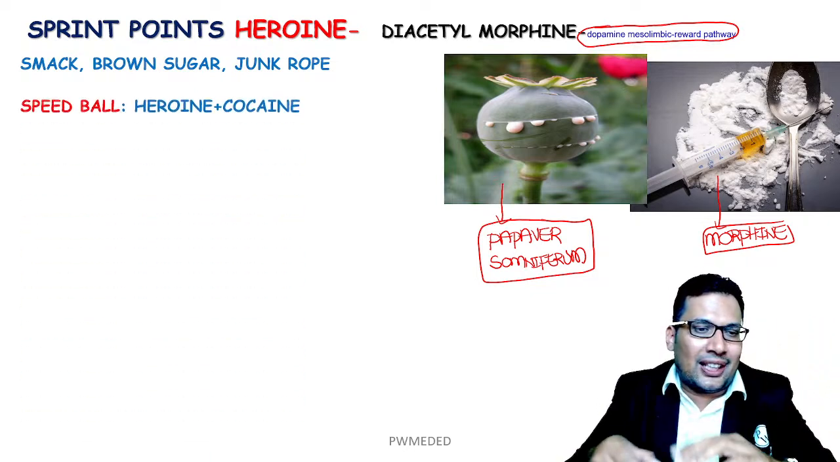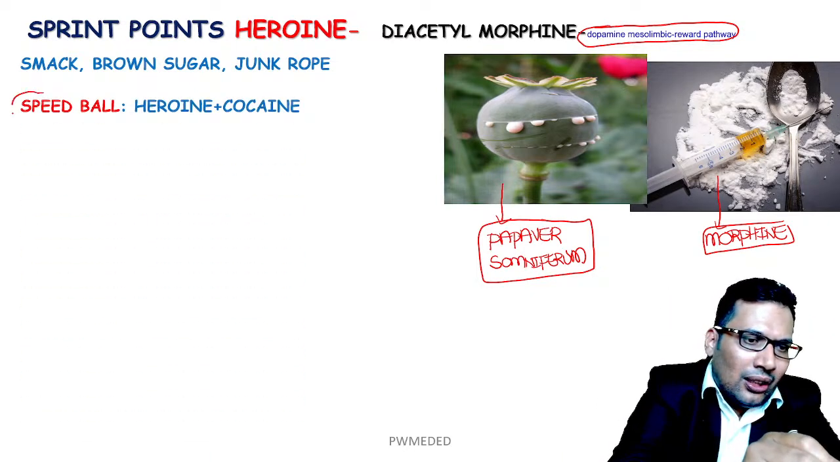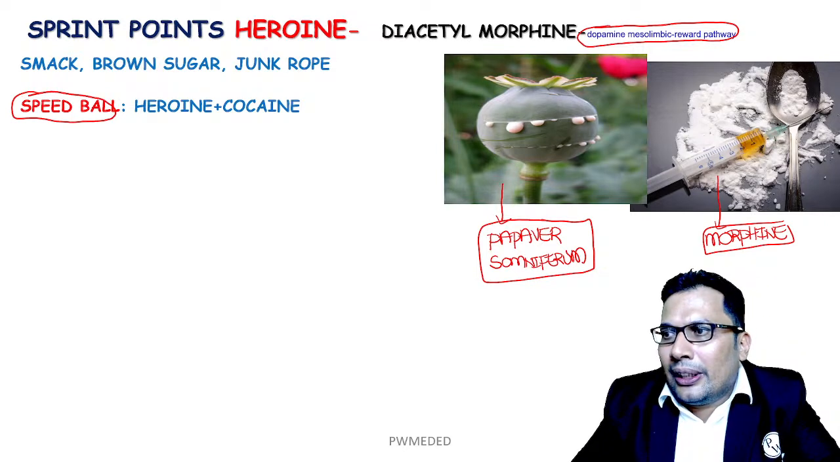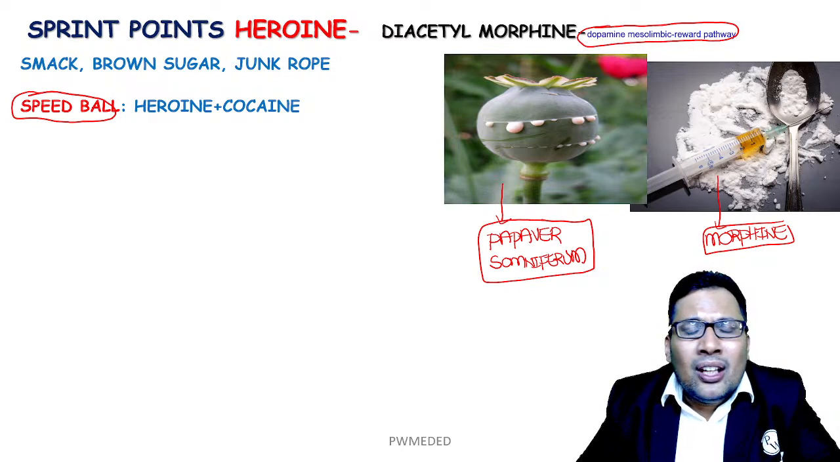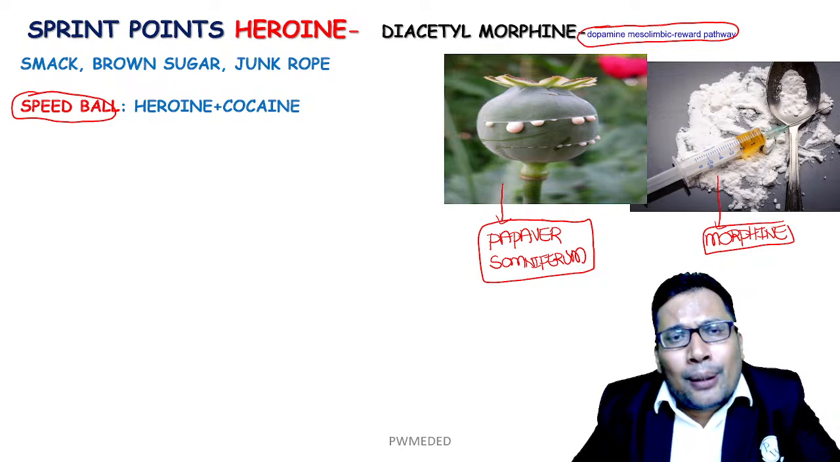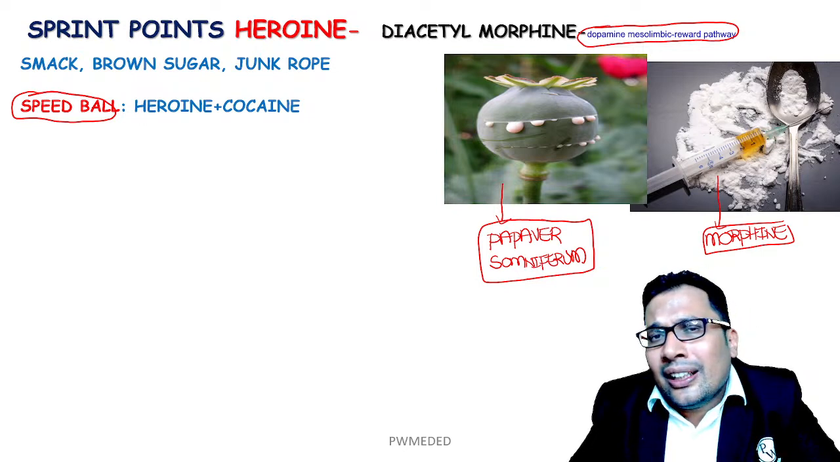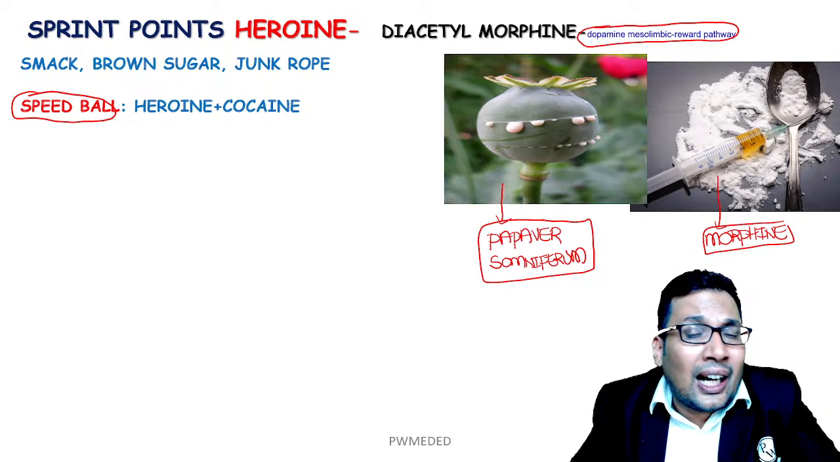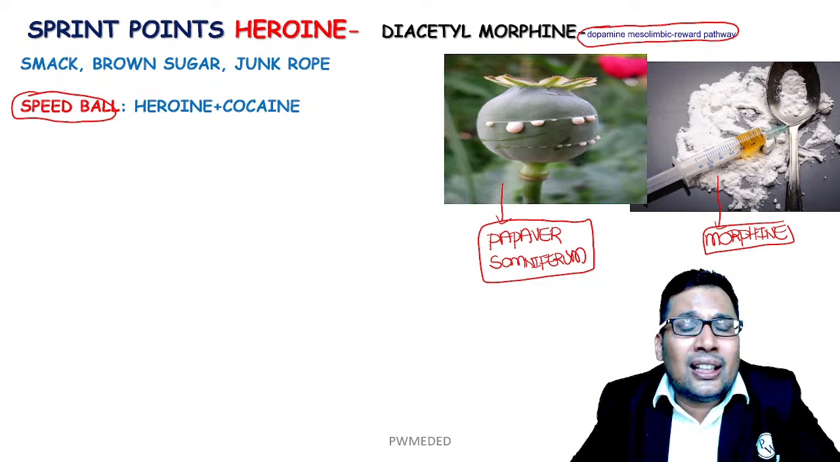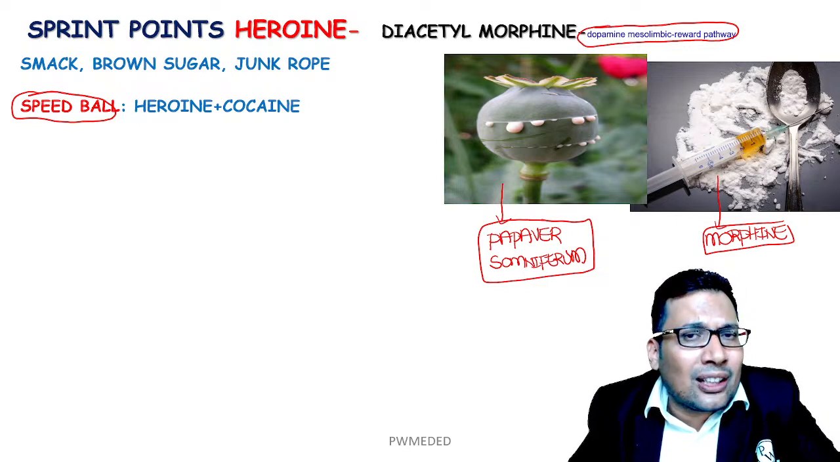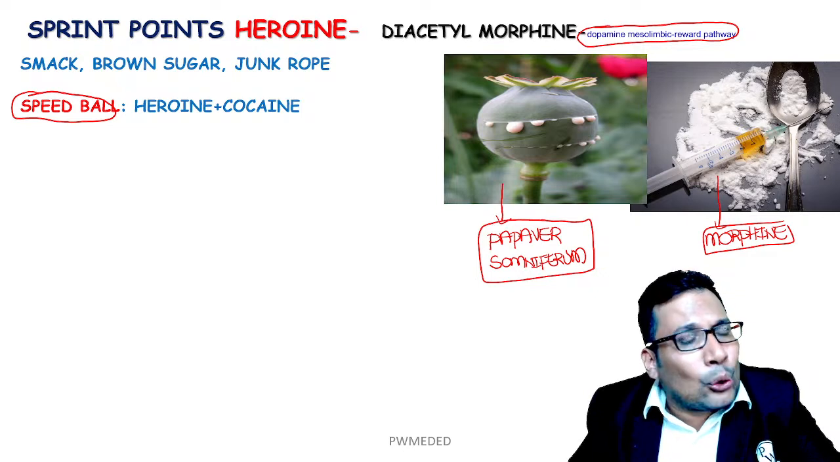Speedball is a question asked in the exam. What is speedball? So let's print all of you. All these are MCQ points, very commonly asked in the exam. Speedball means heroin plus cocaine. So the combination of heroin and cocaine leads to very high effects. Cocaine is a stimulant, heroin is a CNS depressant. So what is speedball is the question asked. Your answer should be heroin plus cocaine.